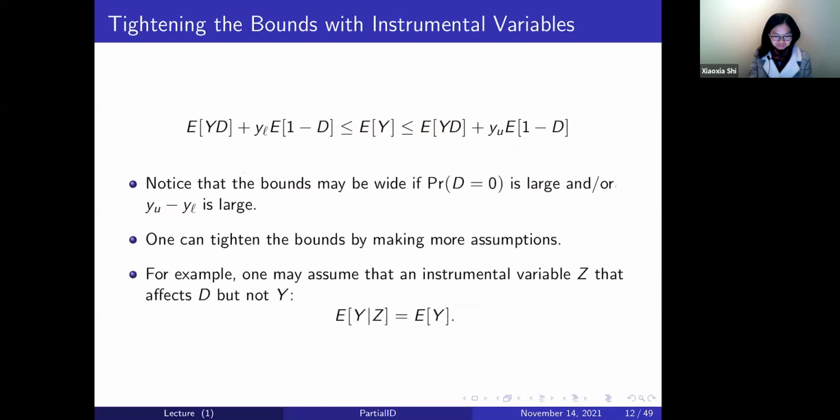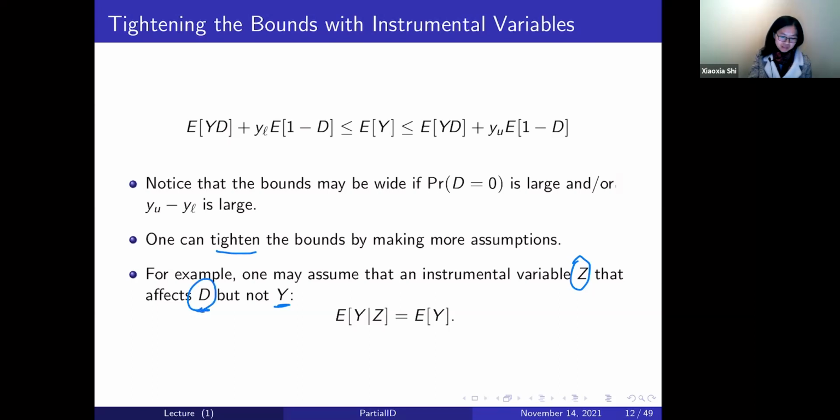All right, so with these kinds of assumptions, we can partially identify EY. In practice, sometimes you can make some more assumptions and see if you can tighten the bounds. One type of assumption is an instrument assumption. Sometimes it's credible to think that there is an instrumental variable Z that affects selection, but it does not affect Y.